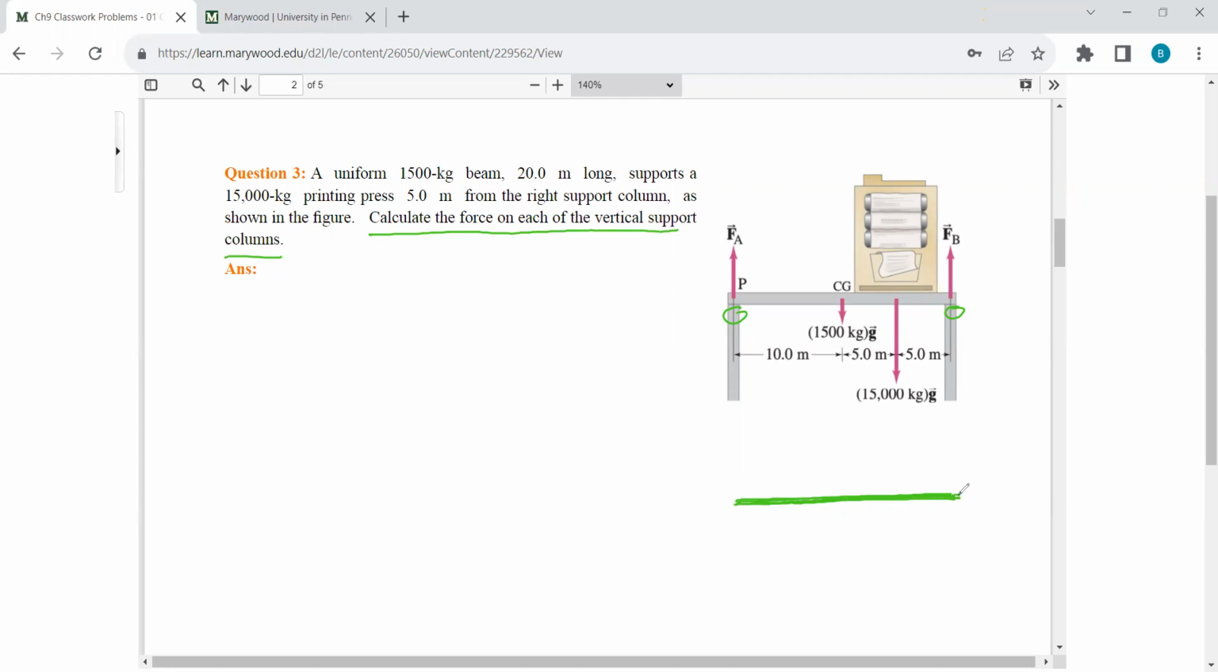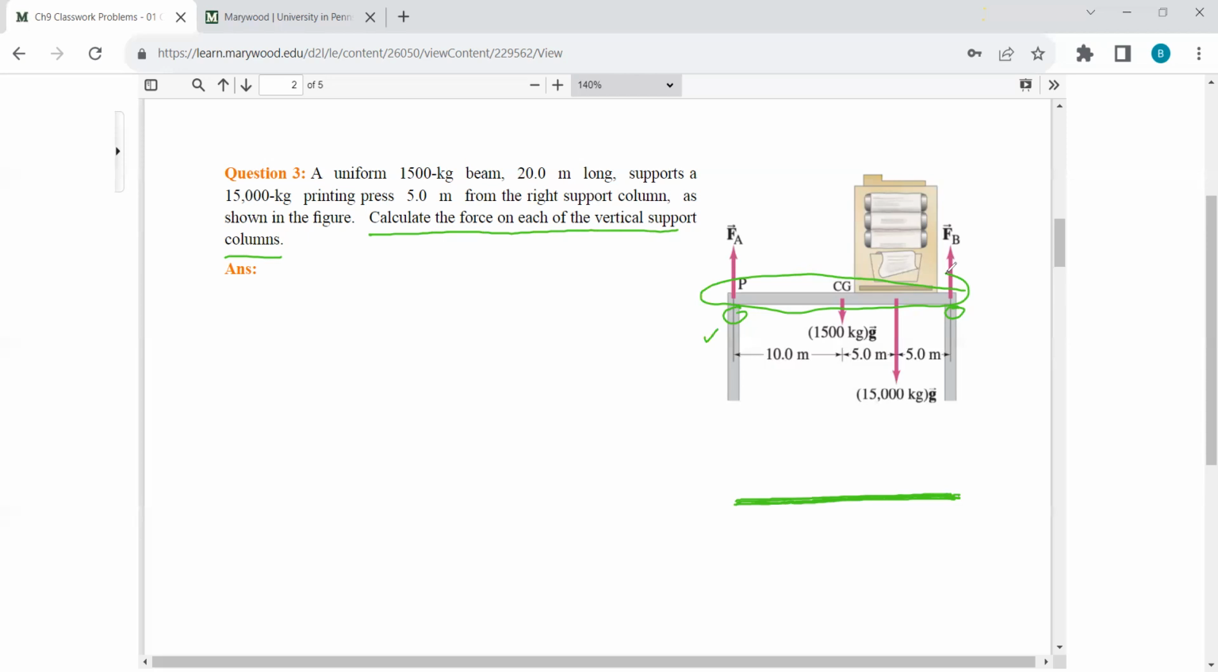If we don't consider all the forces that are acting on this beam, it will be difficult to solve. So first we have to identify what forces are acting on this horizontal beam. Then from some previous knowledge, we can determine what force is acting on the vertical support beam. So first let's try to draw the forces that are acting on this horizontal beam.